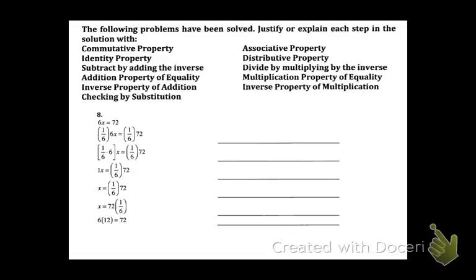This recording is explaining how to justify each step of the solution to this equation that is in the review worksheet. The first step, it's multiplying both sides of the equation by 1/6, and that is the multiplication property of equality.